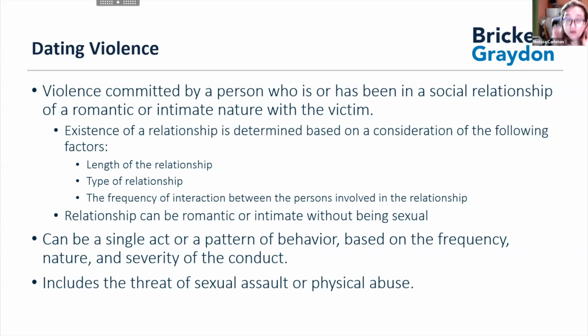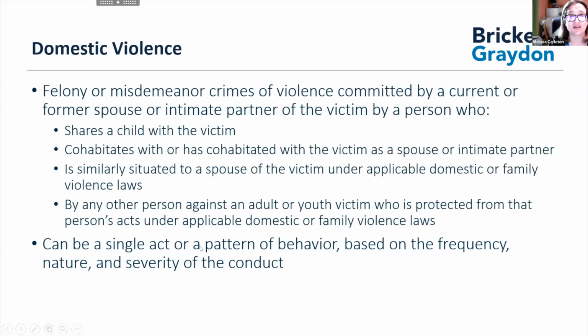This can be a single act or a pattern of behavior, and you can look at the frequency, nature, and severity of the conduct, and it also includes the threat of sexual assault or physical abuse. So that's dating violence. Domestic violence is also violence plus relationship. Here, it requires a little bit more of a tight relationship. Dating, a little less dependent on each other, but domestic violence requires a relationship where they share a child in common, they cohabitate in the form of intimate partners or spouses, or they're similarly situated to a spouse.